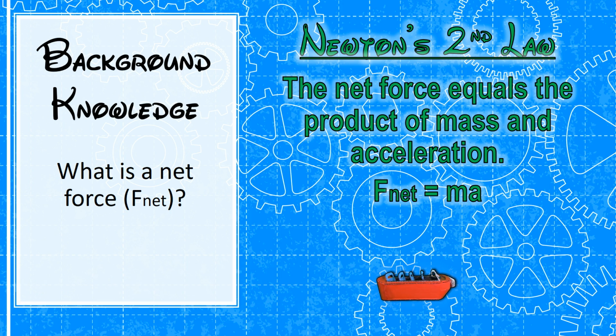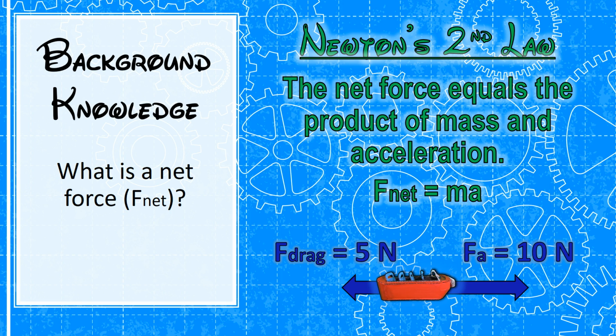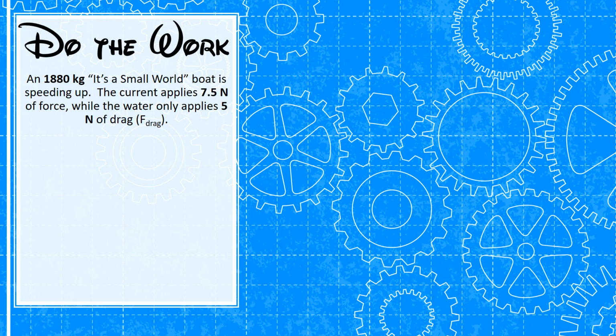We can think of the net force as the difference between two forces acting on an object. So if the current is pushing on the boat with 10 newtons and the drag is pulling back with only 5, then my net force is 5 newtons. 10 minus 5 equals 5. You subtract opposing forces. The net force only exists when forces are unbalanced. If forces are balanced, there would be no net force. 10 minus 10 equals 0.